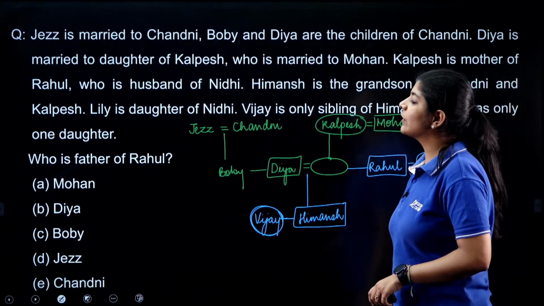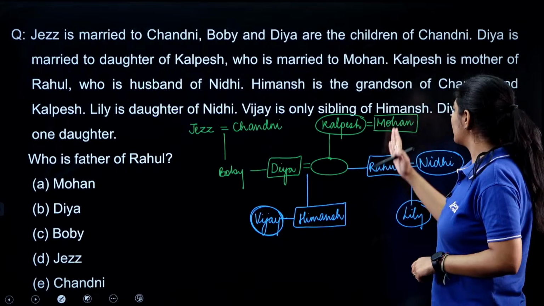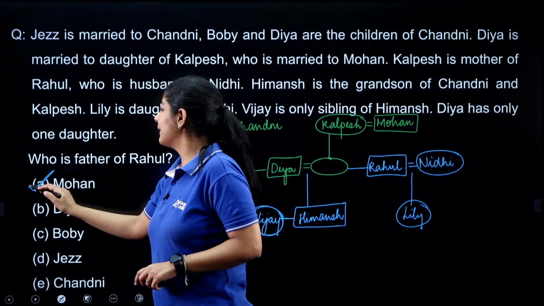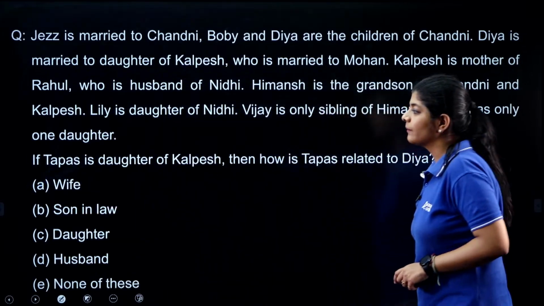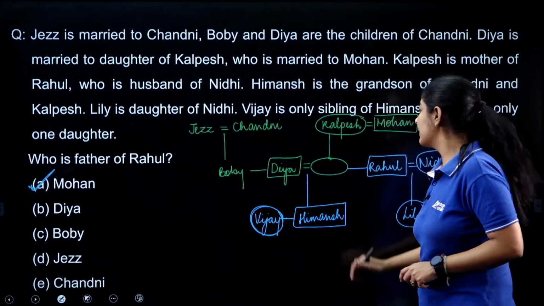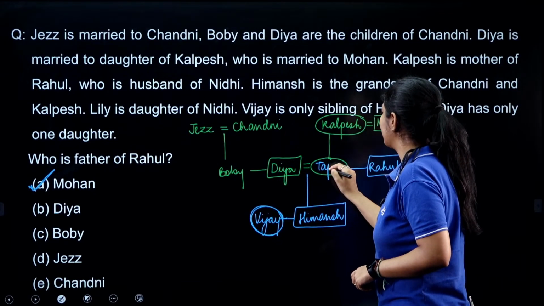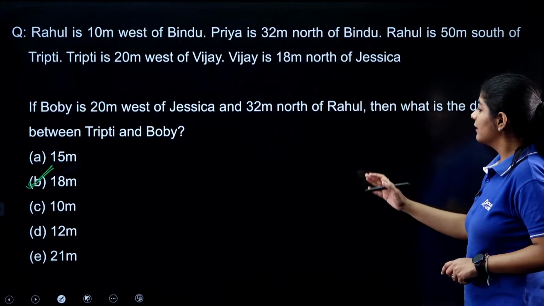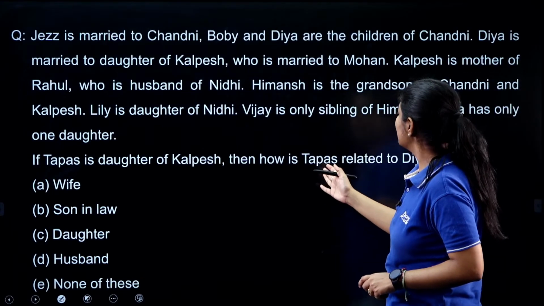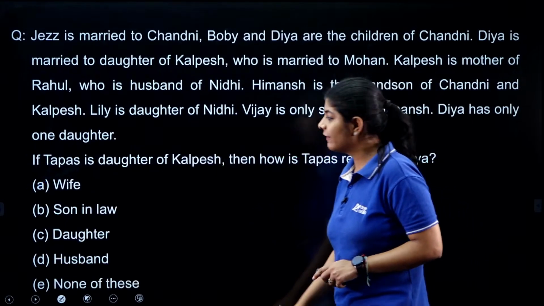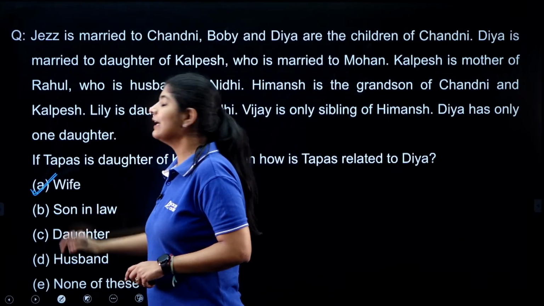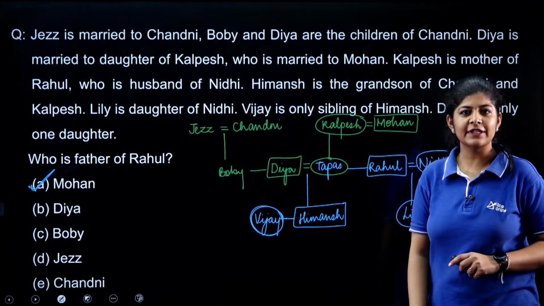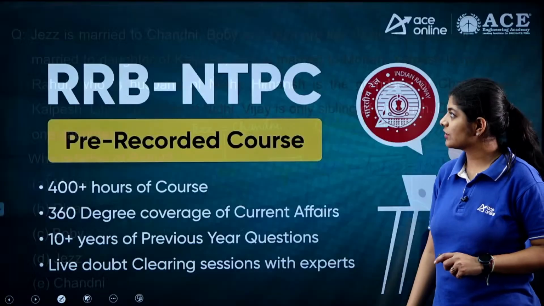Now according to this, we have to answer who is the father of Rahul. Rahul's father is nothing but Mohan. Option number A is the correct one. Previous question: if Tapas is a daughter of Kalpesh, that means here we are having Tapas. Then how is Tapas related to Diya? Tapas is nothing but the wife of Diya. Option number A is the correct one. So once we are done with the diagram, we can easily answer such questions.